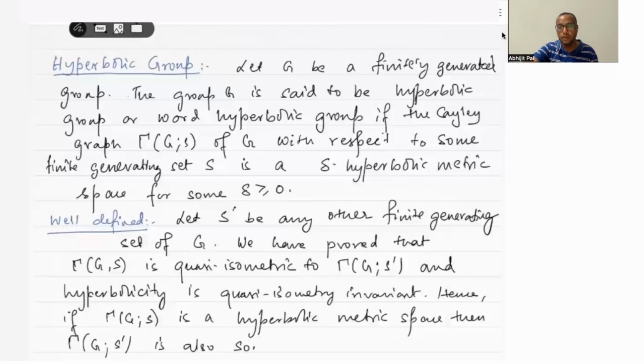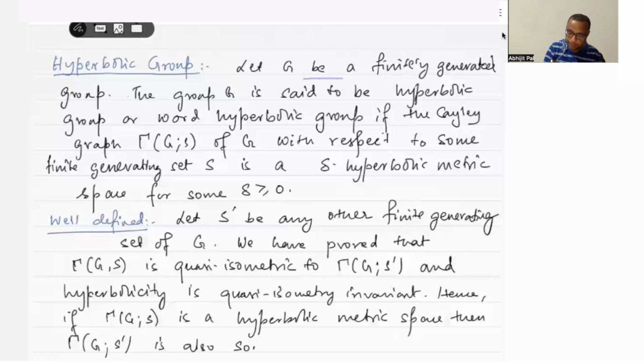Hello. In this lecture, we'll define hyperbolic groups and then we'll prove that a hyperbolic group is a finitely presented group. Let us begin with the definition of hyperbolic group. We'll see examples also.